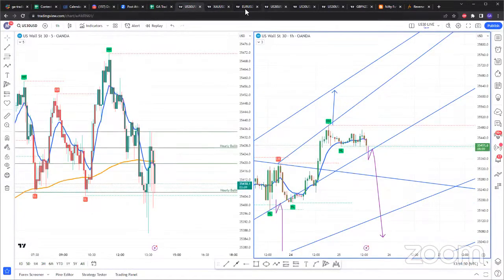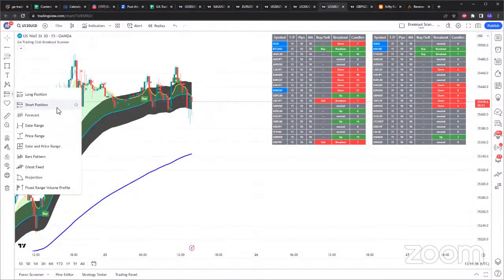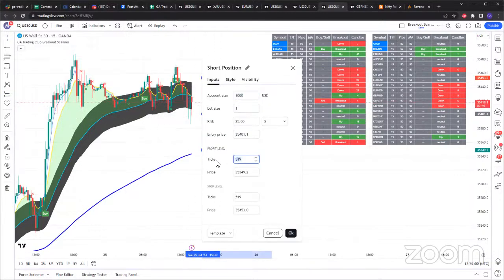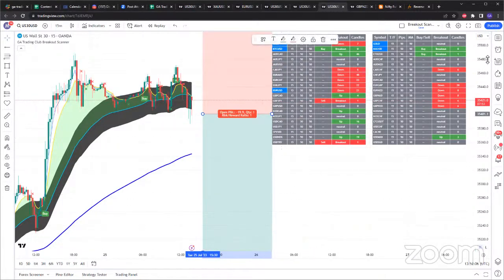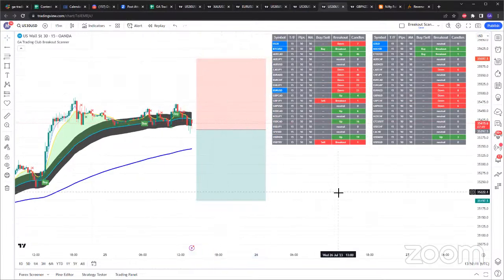All right, US 30. So US 30, again, I don't want to miss this trade. So this is what I'm looking for. I'm looking for a sell signal based off of the breakout scanner. I'm already in like two US 30 sell positions, but I'm just looking for a trade I can take on the live session.